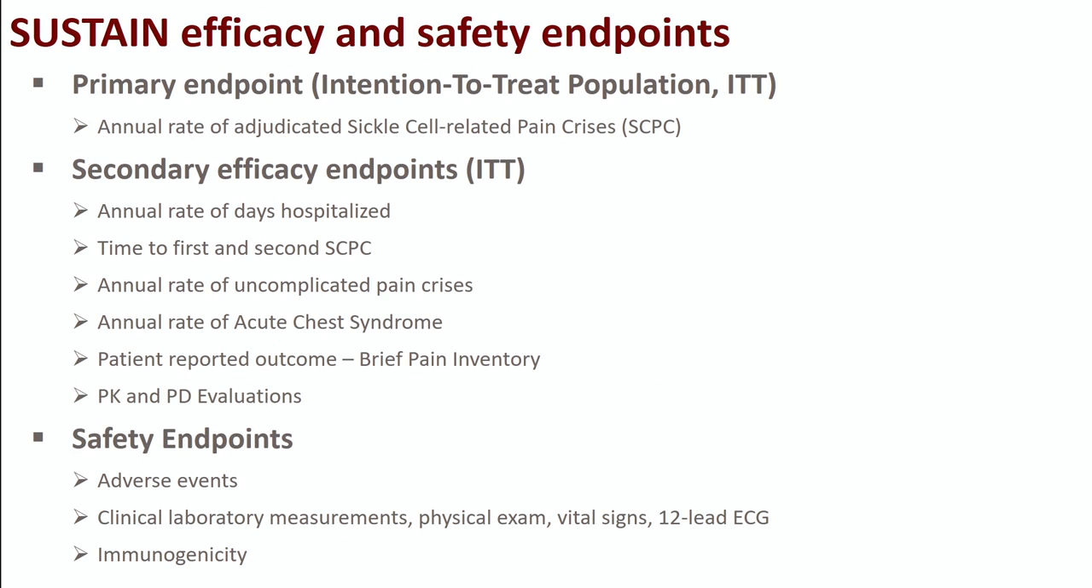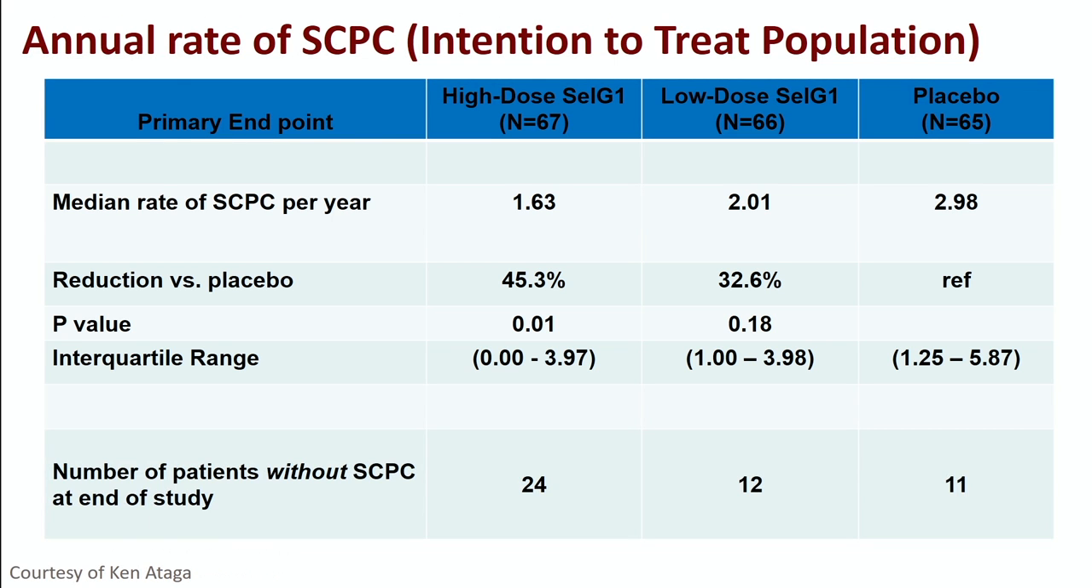So the primary endpoints are there. They wanted to look at the annual rate of adjudicated sickle cell pain crises, and then they had a number of secondary efficacy endpoints. They also looked at the median time to first and second pain crises. And then for safety endpoints, it's everything that's listed here. So I'll go over the results in the next few tables.